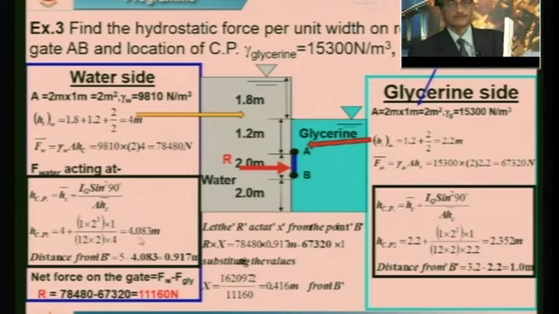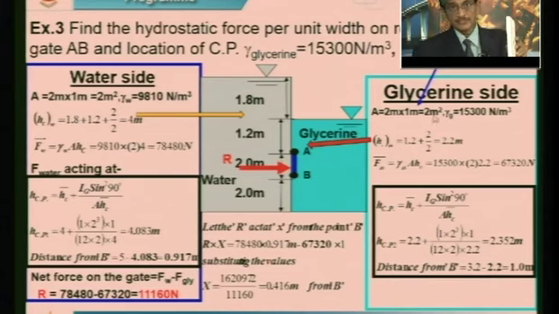So, now one more thing, I want to calculate the distance from B. This is from this top point, okay. This gate opens like this, so there is a hinge. So, from the point B we can calculate 5 minus so and so. Is it okay? Now, let us go to the glycerin side.